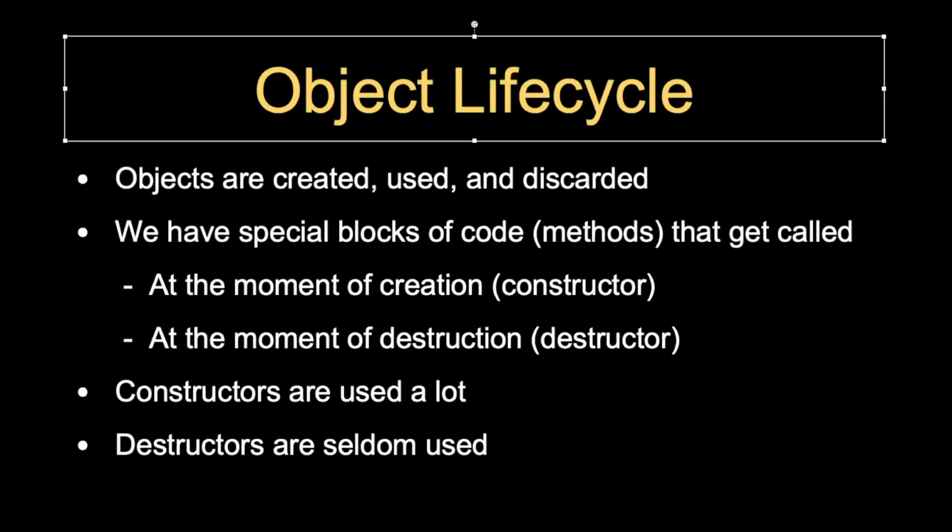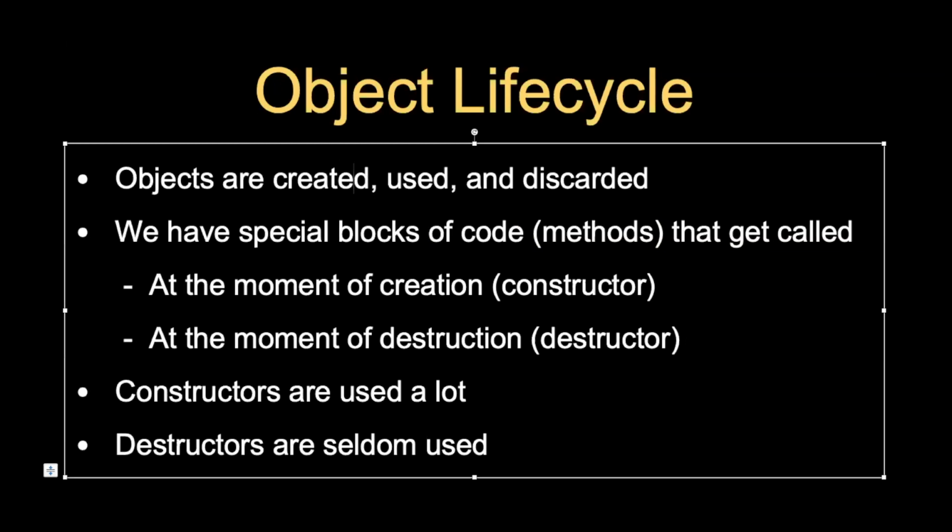The objects are created the moment that you did, for example, list L equals list parentheses, right? Something like this. This creates an instance of the list. That instance of the list is L, right? So this is how objects are created, through constructors, right? Once L is created, then it is used, right?